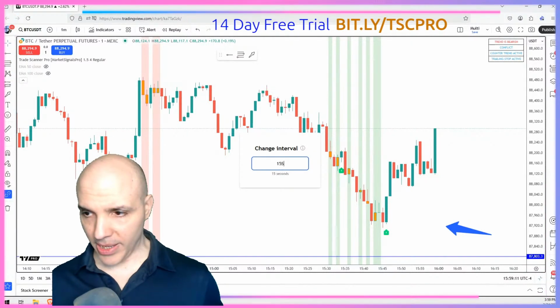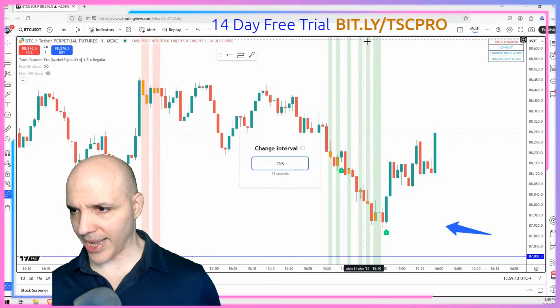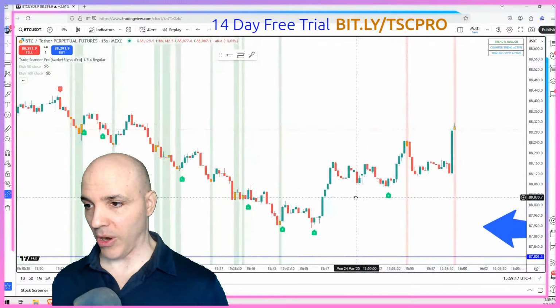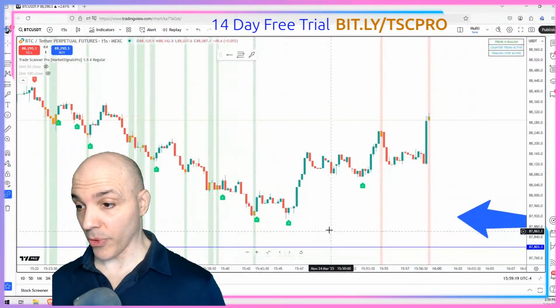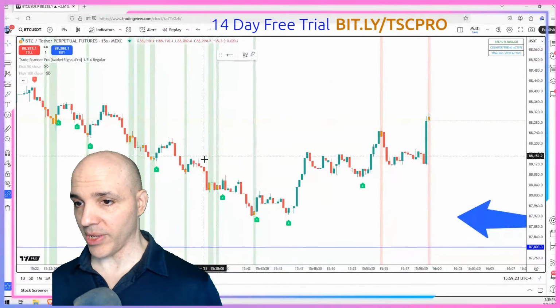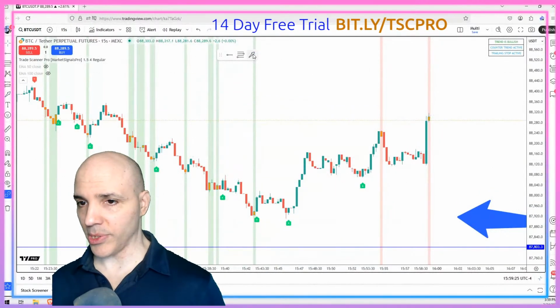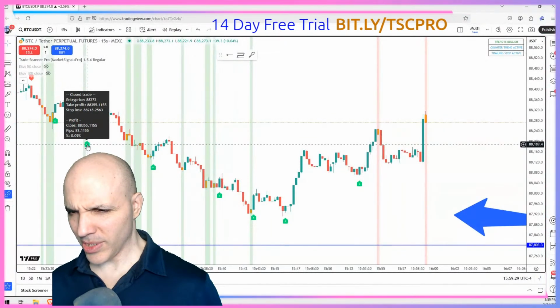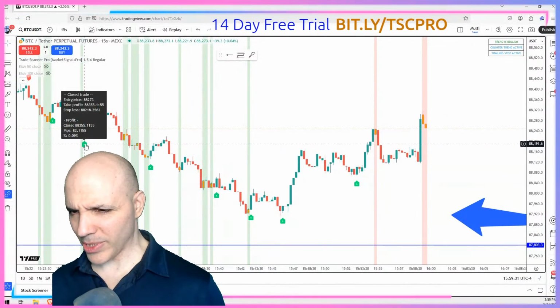Let's see. Is it 4 o'clock yet? Yeah, it's the 4 o'clock candle right there. So here's the 15-second chart. As you can see, look at all these signals. And look at all these failing signals. Look at all these losing trades. Are they losing trades? No, this was a profit. That went to the profit objective.